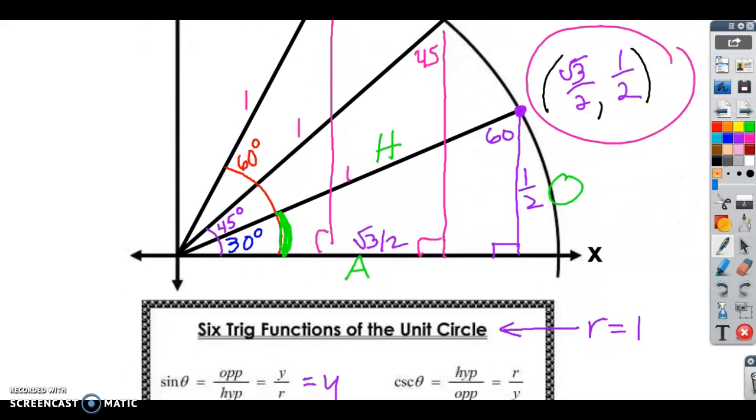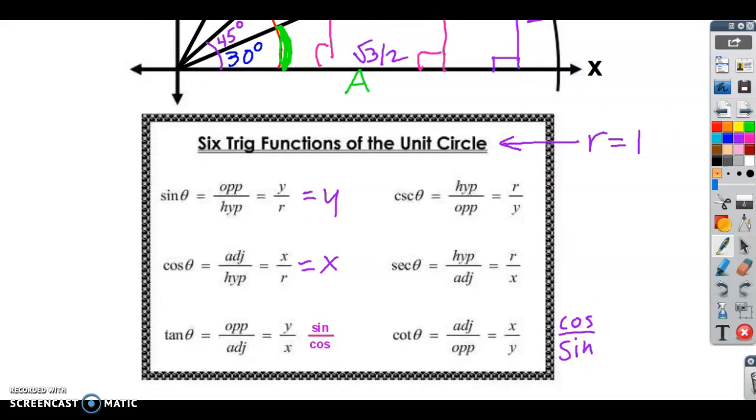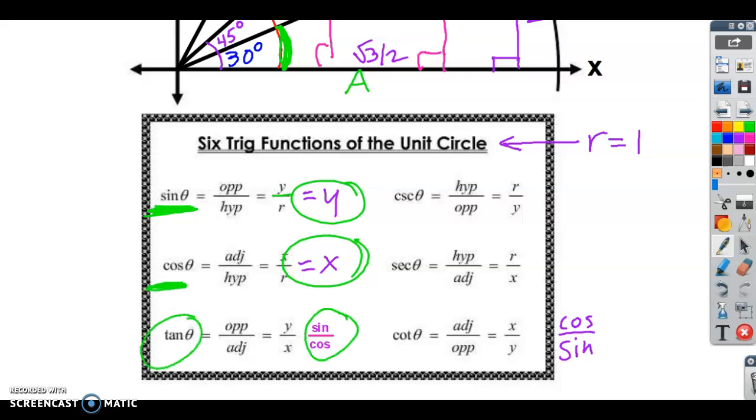So what happens is the opposite side is y, and the hypotenuse is r. r is 1. That simplifies to just y. So the sine ratio is the y value, and the cosine is the x value. So the tangent is opposite over adjacent, so that ends up being y over x. So that's sine over cosine. These are things that you're going to have to memorize, that relationship.